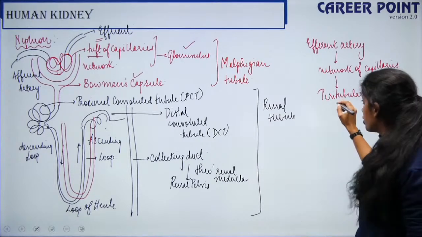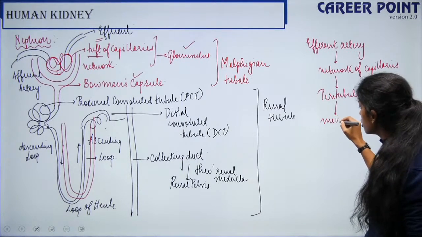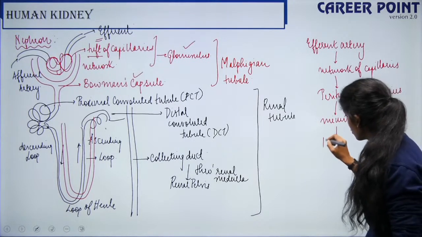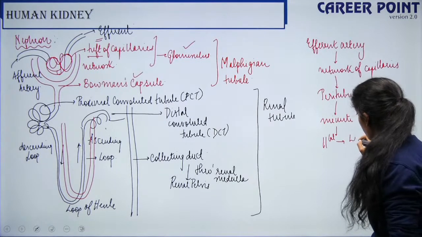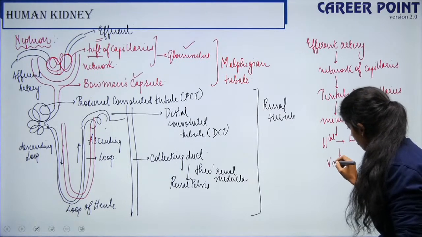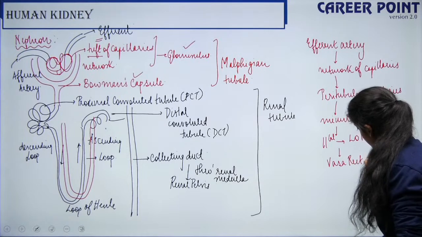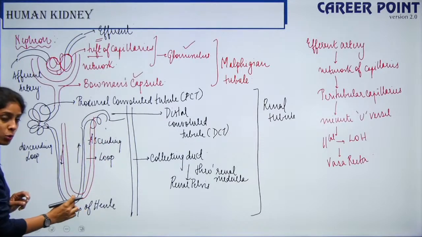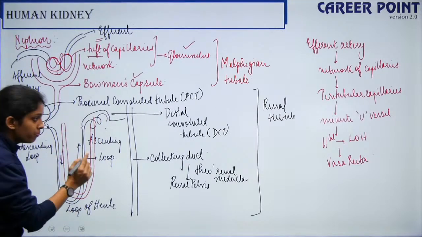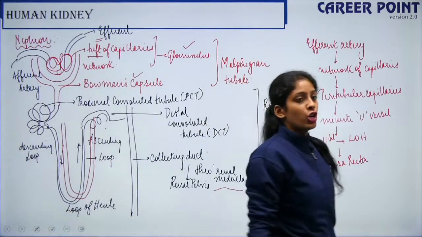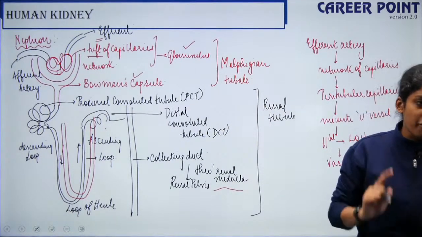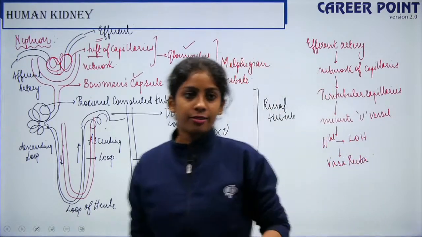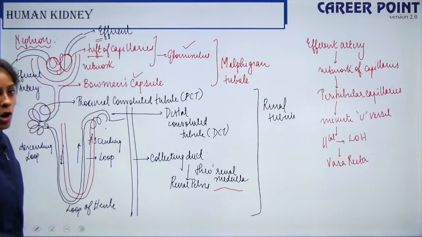Fine. So this peritubular capillary forms a minute U-shaped vessel which is parallel to the loop of Henle. This is known as the vasa recta. So your vasa recta is parallel to your loop of Henle. Clear? So I guess there are no confusions still here. No doubt? So can I move forward?